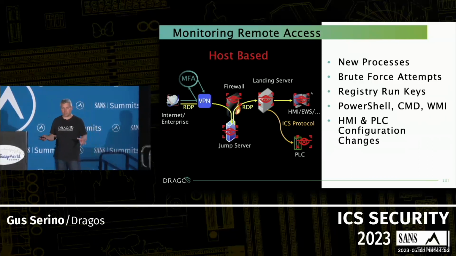So the next level of monitoring is host-based. We look at network-based and host-based. On host-based, all of these individual assets will generate their own logs and events based on what's going on. For example, on that jump server, generally that should be a pretty stable machine. You shouldn't have new processes starting up. So if you see a new process starting up, you should be able to detect that, go look at what that is, and validate if it's normal or not.